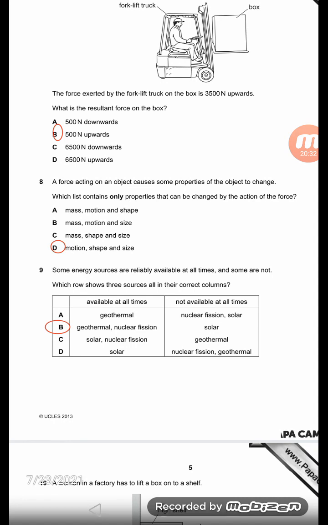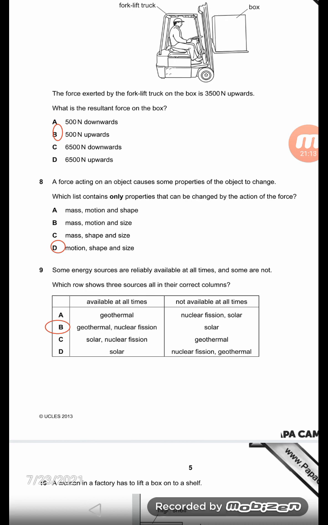Okay, a force acting on an object causes properties of the object to change. Which is the only property that cannot be changed by the action of the force? Obviously, if you put pressure on something, it will move, and if you put some pressure on clay, you can bend it, or make it into another shape, you can change the size, right? But you cannot change one thing, that is the mass, the quantity of matter, how much stuff is there.